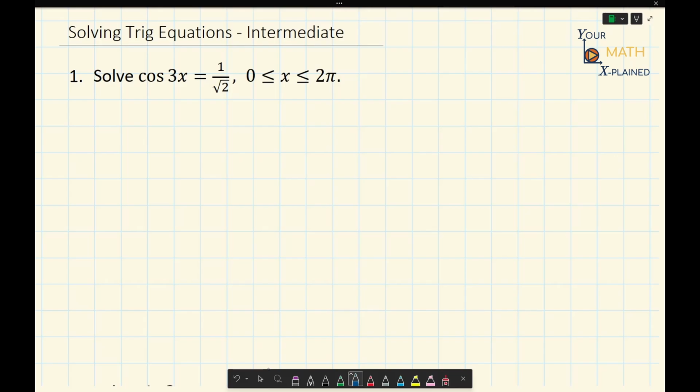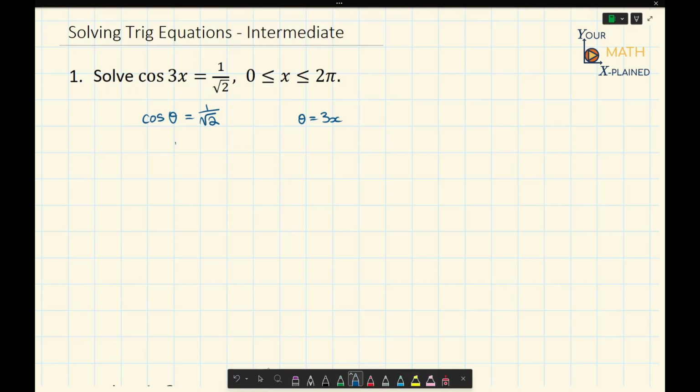So let's start with something not too complicated. Here we have cos 3x is equal to 1 over root 2. Seeing this 1 over root 2 tells us that it's the 1, 1, root 2 special triangle. So the first thing we're going to do is replace our 3x with theta. So we're going to have cos theta is equal to 1 over root 2. And this is us doing a substitution where theta is equal to 3x, just so that it looks a little bit simpler.